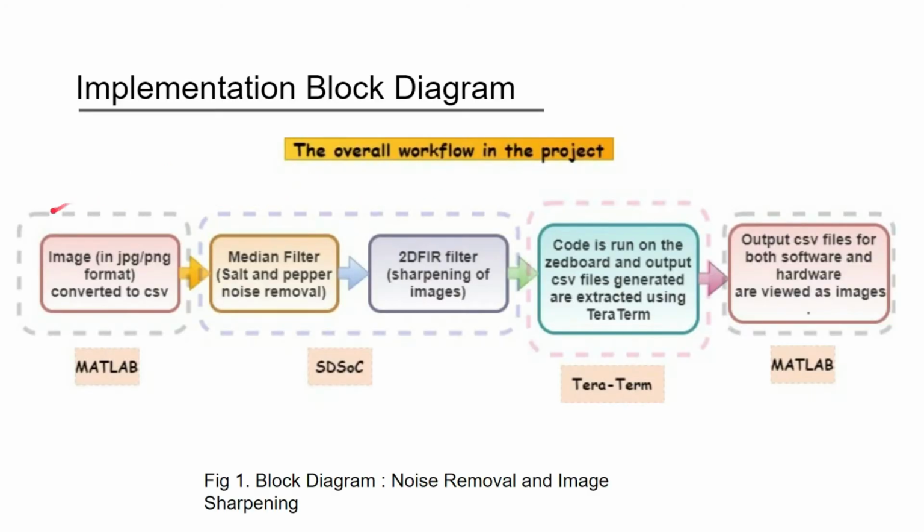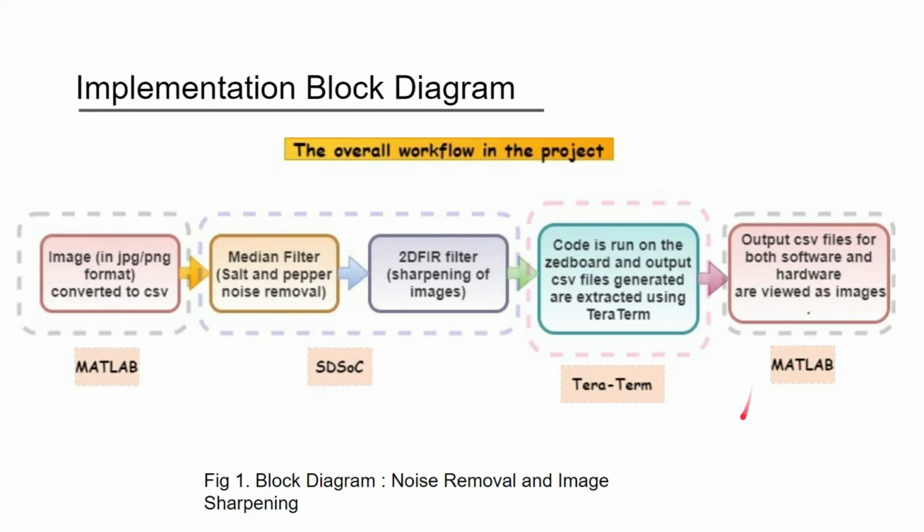The overall workflow in the project: we have used images in PNG and JPG format and converted them into CSV files with the help of MATLAB. In SDSoC, we have written the median filter and 2D FIR filter code for the software and hardware implementation, and we have built that program to run on the hardware. The hardware which we are using here is the Zboard. We use Tera Term to extract the generated CSV file on the board, and then finally we feed that CSV file to MATLAB. We generate the CSV file for both software and hardware, to see the difference between both images.